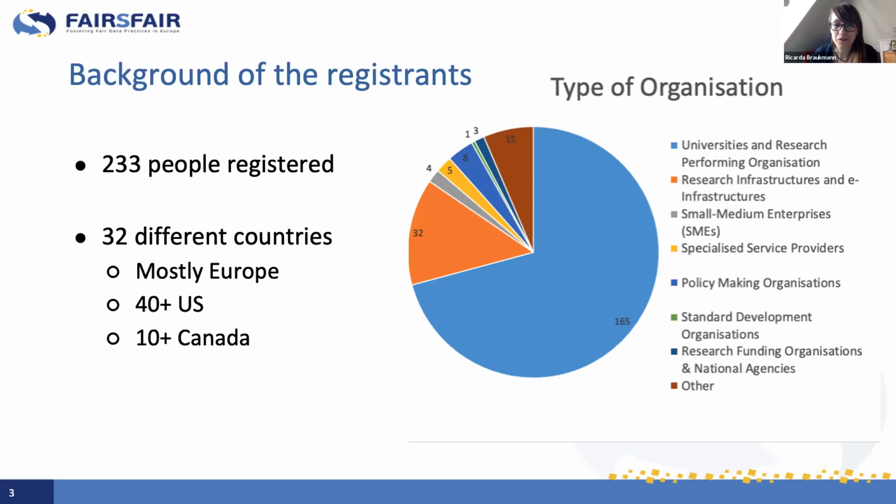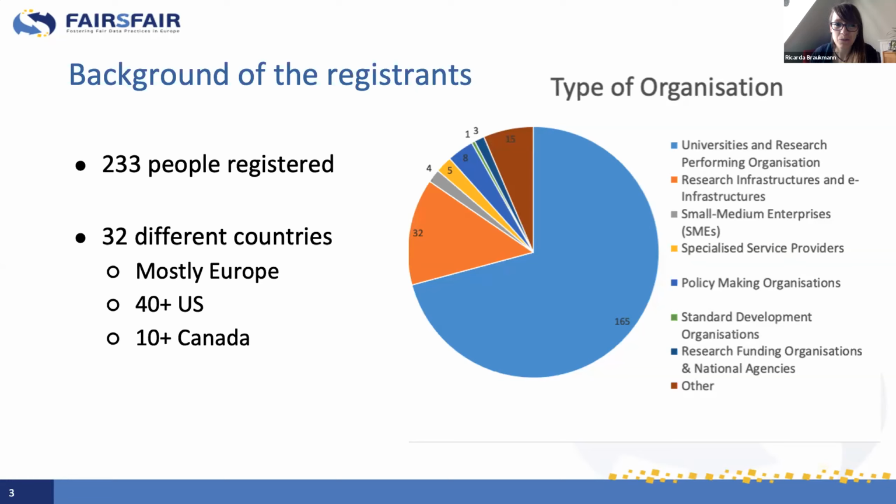In terms of the organizations represented among the people that registered, most of us are from universities or research performing organizations, so the large chunk. Then we also have quite some people from research infrastructures and e-infrastructures, and all of the other organizations such as small medium enterprises or service providers. Policymakers were a little bit less reflected. This is just to give you an idea of the people that are at this webinar today.